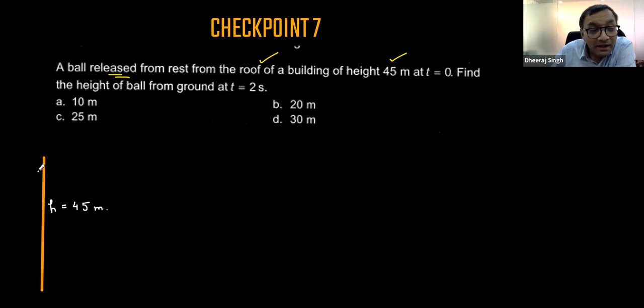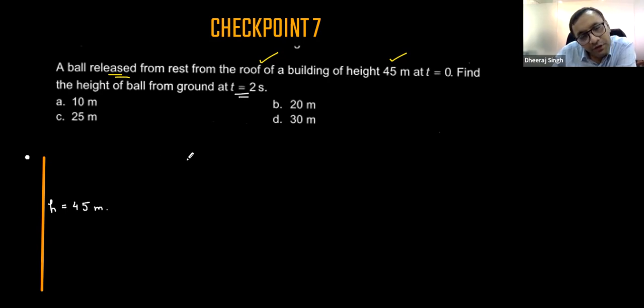Now, some of us may be in a hurry. You might have found out the height from the top. They're asking height from the ground, right? So they will make you do the silly mistake. They will try to induce all sorts of mistakes from your side. Anyways, at 2 seconds, from t equal to 0, it dropped.